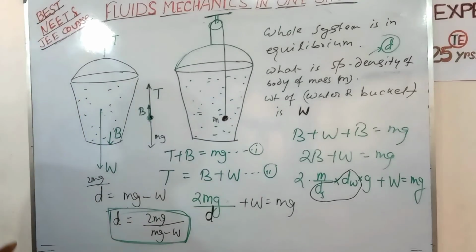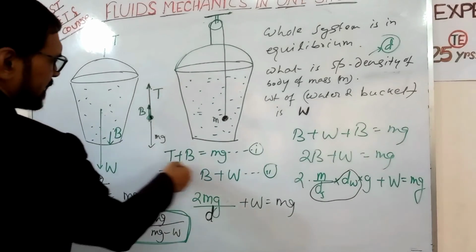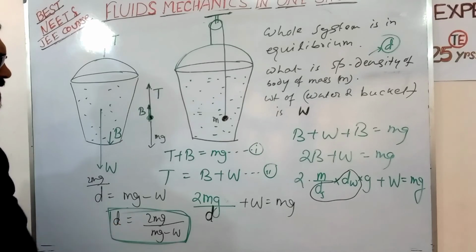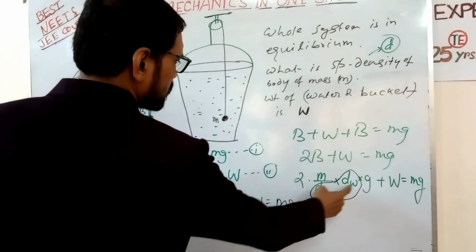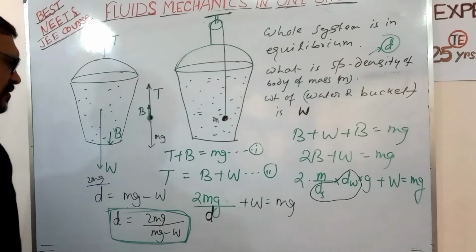If the system is in equilibrium, then we draw the free body diagram of each part and write the equations. We get the specific density, meaning the density of the body to the density of the water. This is the specific density, so we get this result.